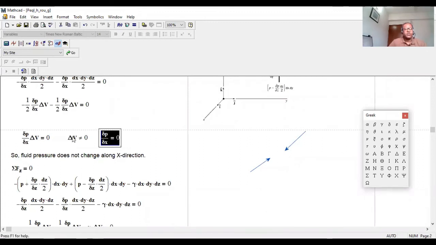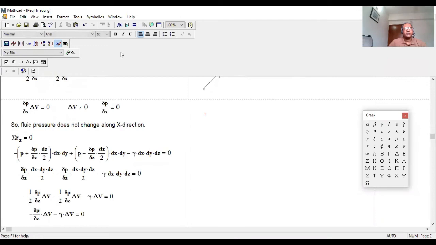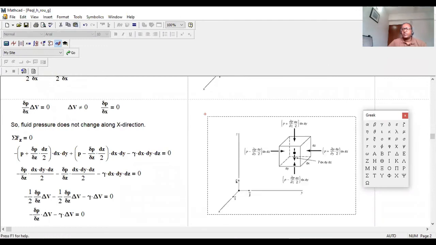What does it mean? No pressure is changing along the x direction. That means along the x and y direction, pressure is the same. So what are the x and y directions? You see, x and y direction mean the horizontal direction, right? You see right over here, your x and y are in the same plane. That means horizontally pressure is not changing, not along the x-axis, this way, not along the y-axis.